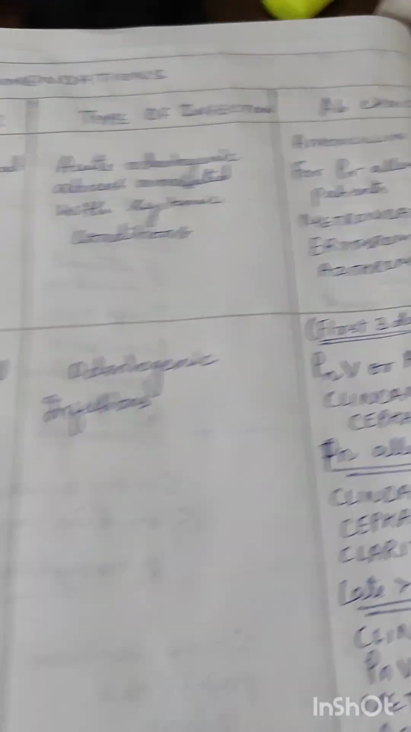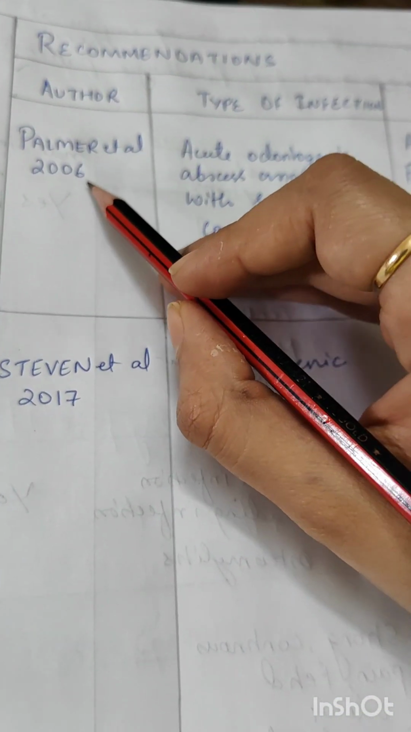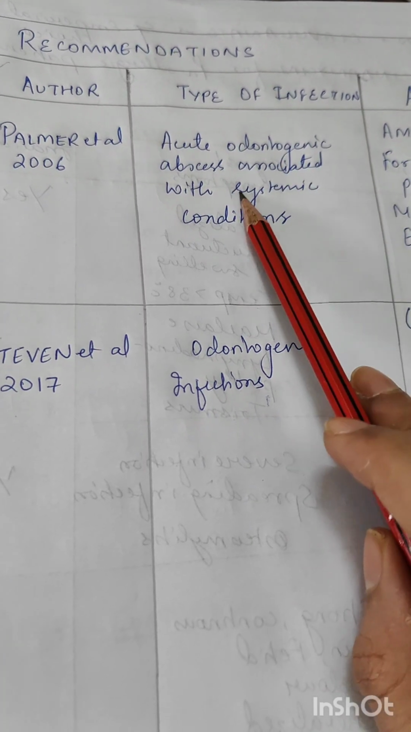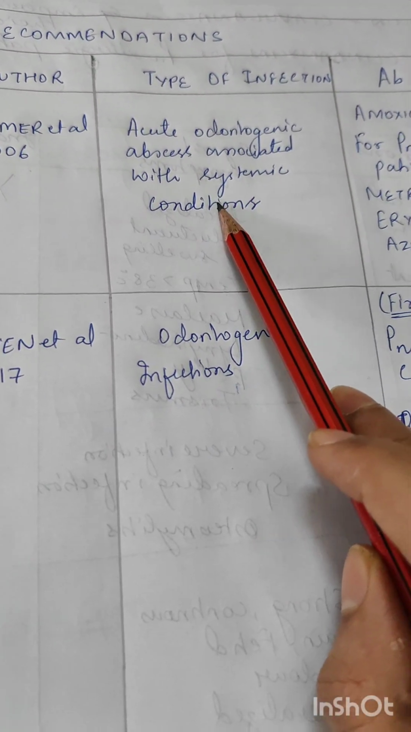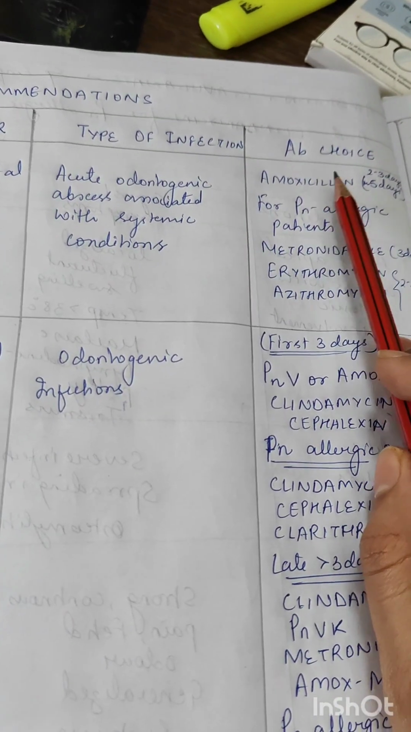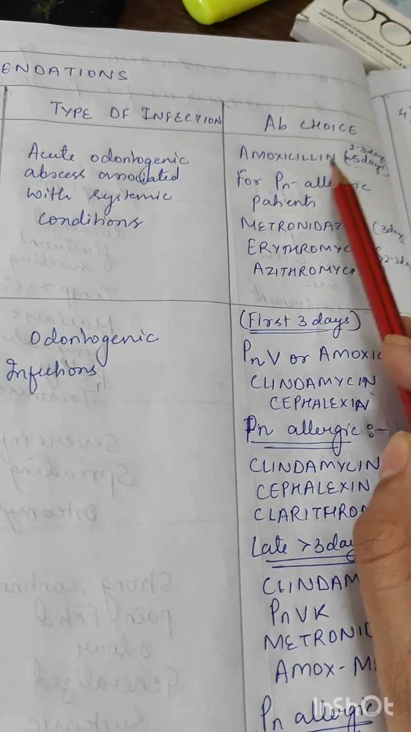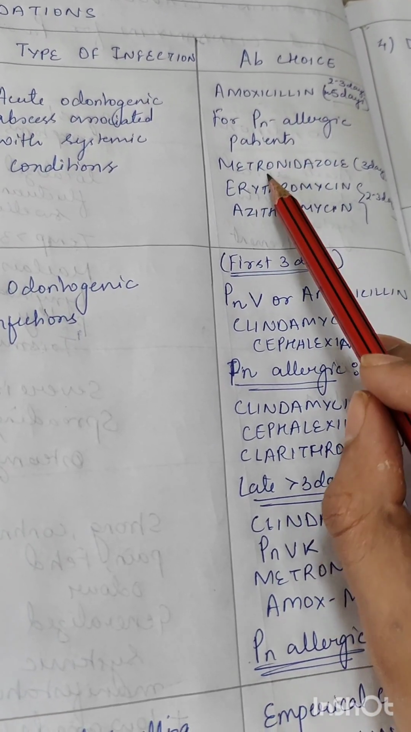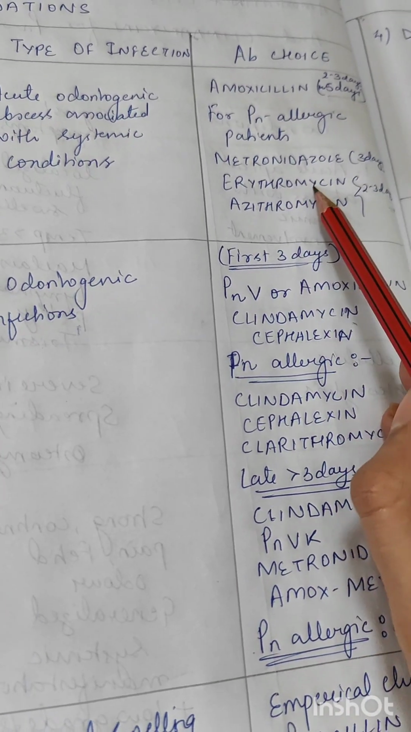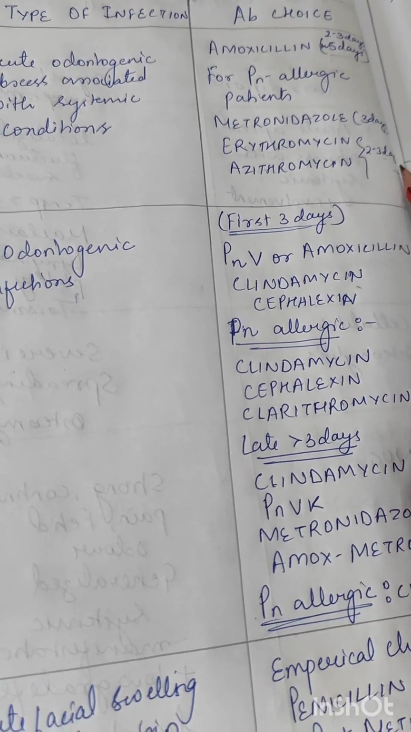Now next, coming on to the recommendations by various authors. According to Palmer et al. 2006, for acute odontogenic abscess associated with systemic conditions, we will give amoxicillin for 2 to 3 days, maximum 5 days. For penicillin allergic patients, metronidazole for 3 days, erythromycin or azithromycin for 2 to 3 days.